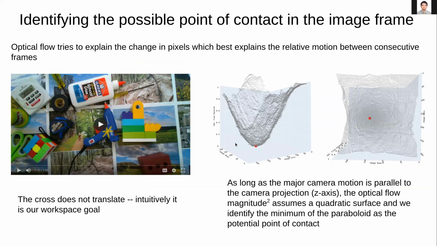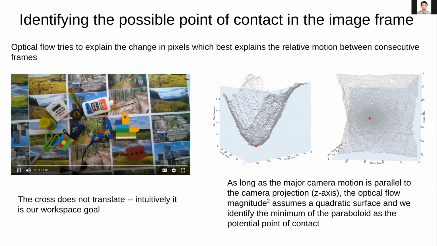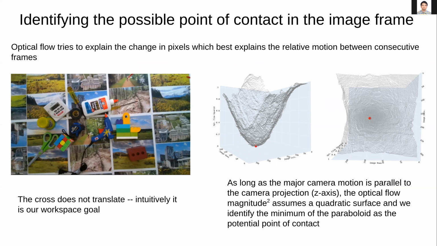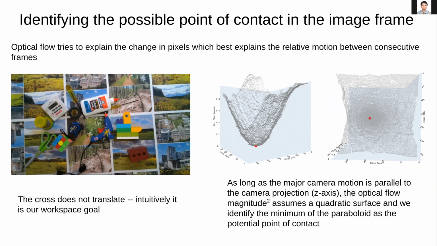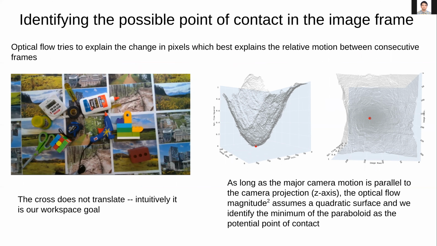To identify the point of contact at the end of the trajectory, we look at one of the on-hand cameras and notice that in the camera frame, the yellow cross mark does not translate. Intuitively, this is the direction of our heading.